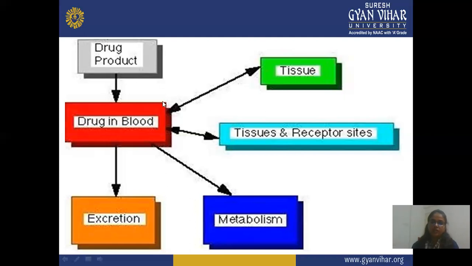After administration, the drug goes into your blood, and then is excreted. The drug in your blood has three parameters: in the tissue and receptor side, these two are reversible processes, and one is metabolism, meaning that after the drug is in the blood, metabolism also takes place. This is an irreversible process.